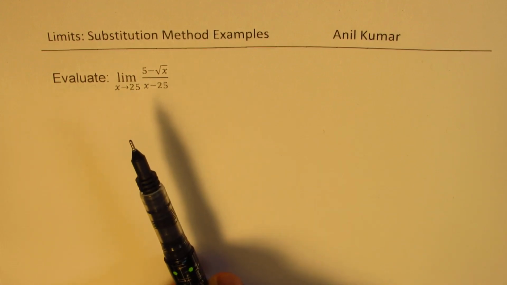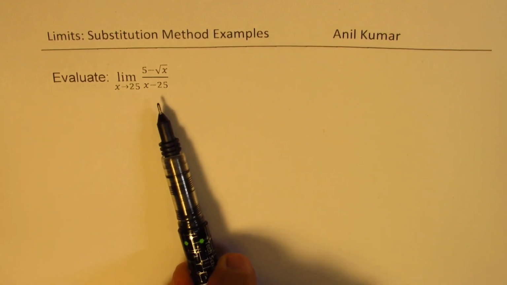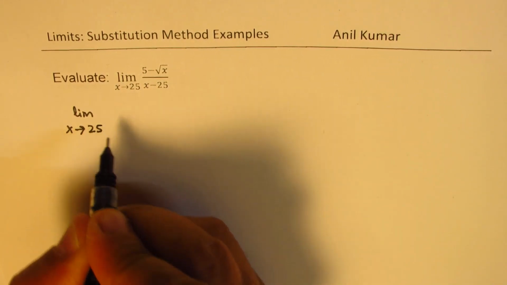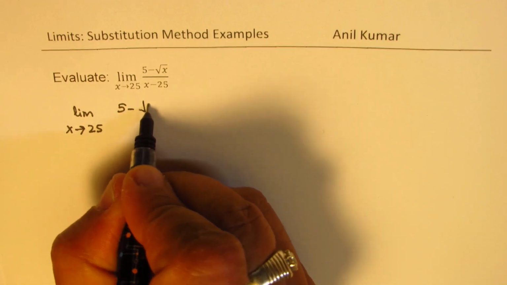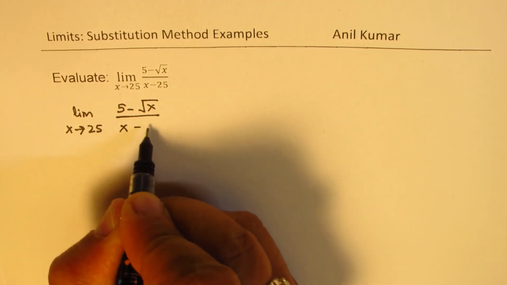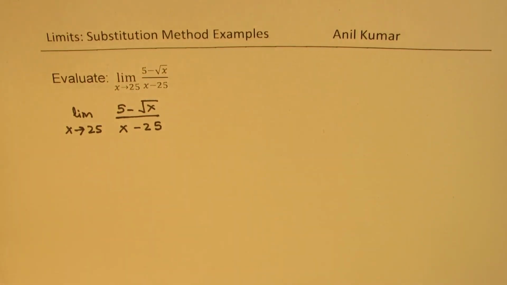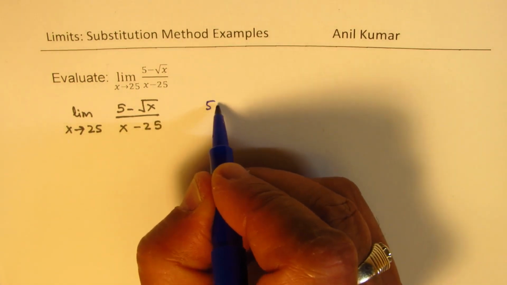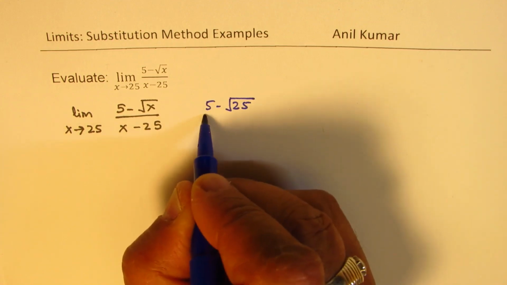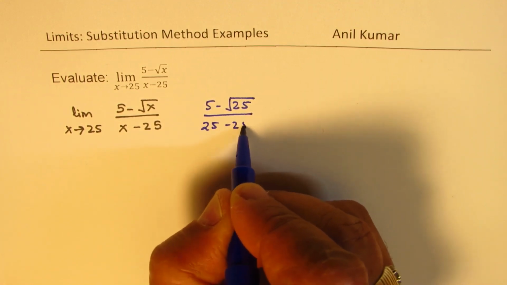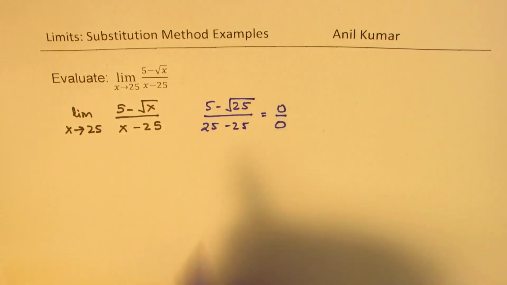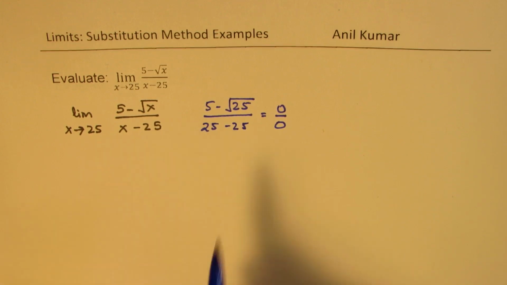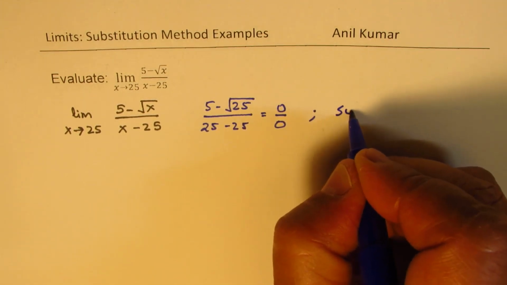Now let's understand the method of substitution using this example. We have to find the limit as x approaches 25 of 5 minus square root of x over x minus 25. Clearly, if I substitute 25 for x, I have 5 minus square root of 25 over 25 minus 25, which is 0 over 0. So it is indeterminate, and therefore we need to use one of our techniques. The technique which I am going to use now is substitution.